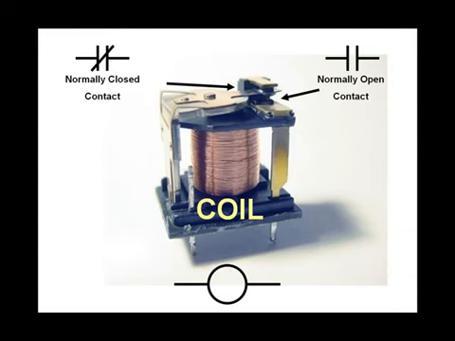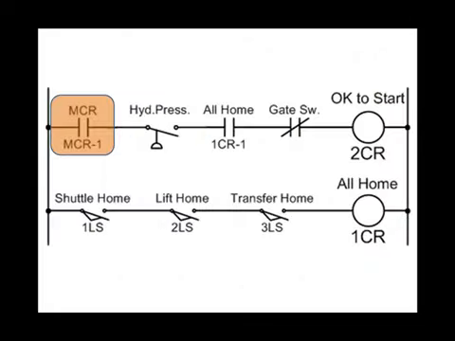Let's look at this example. Look at the bottom rung in this relay circuit. You have 3 limit switches labeled shuttle home, lift home, transfer home. They are the permissives or conditions that determine if the all-home relay 1CR is energized or de-energized.